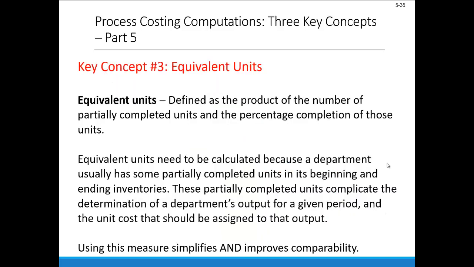Now, equivalent units, we said, are a measure of productivity or work, and they're expressed on a whole unit basis. So it's technically defined as the product of the number of partially completed units and the percentage completion of those units. And we'll look at some examples coming up here. Now, we need to do this because departments usually have some kind of partially finished units in beginning and ending inventories. So to make comparability a little easier and to simplify things, if we express all these measures on an equivalent unit basis, i.e. as full units, it makes those things a little bit easier to digest.